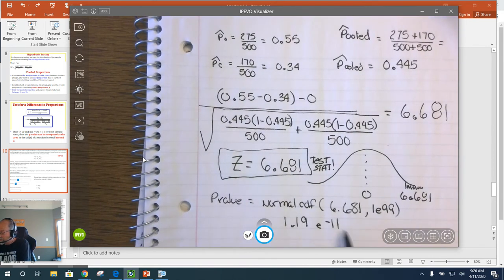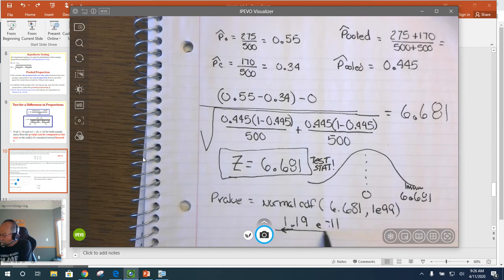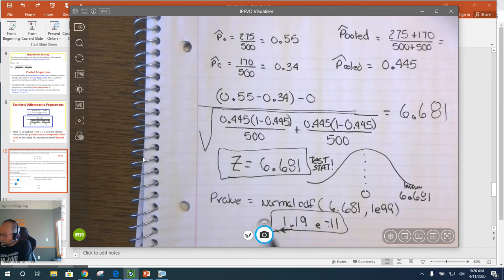This thing's crazy small, right? This negative 11 means take this decimal and move it this way 11 times. This thing is so small that we don't even really need to write out the decimal value of what it is. But this is the p-value right here.